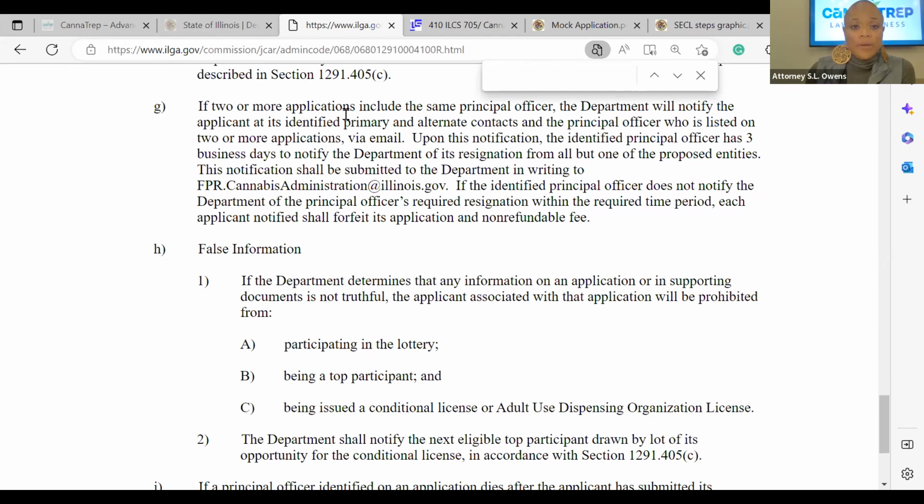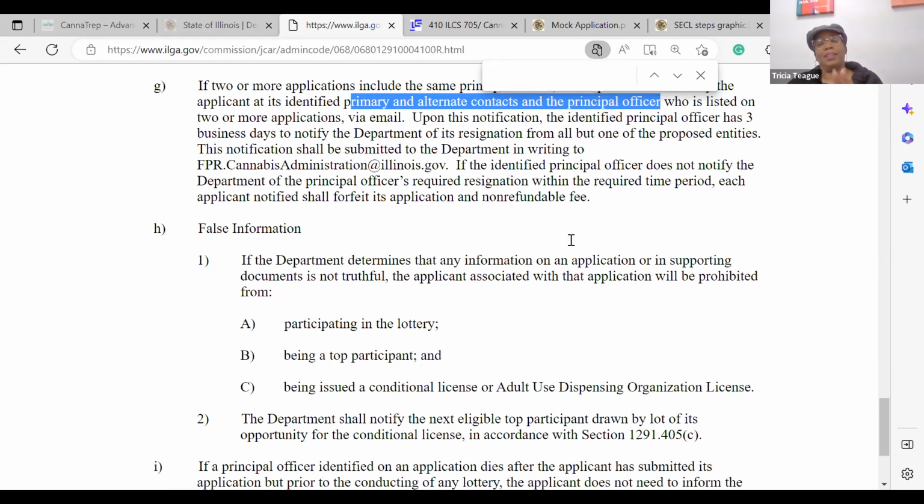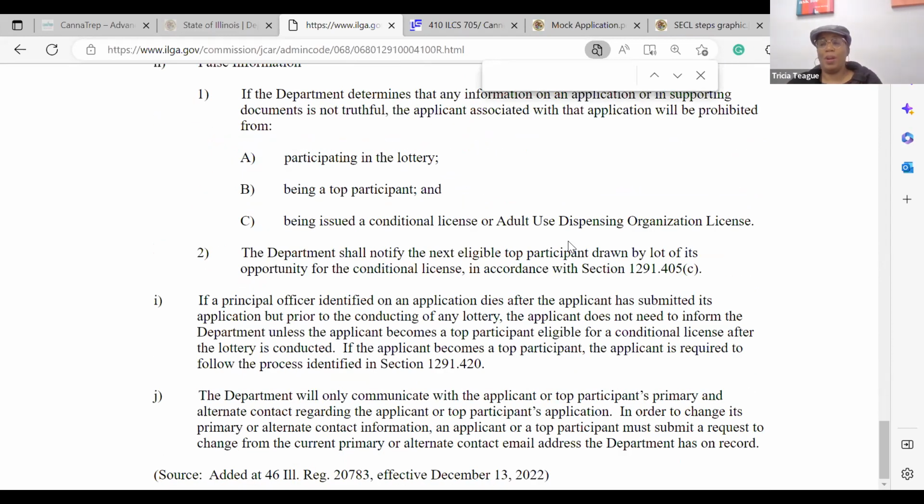And just to clarify one thing you said for everybody else, because I know we're just reading this: they're going to notify the applicant at its identified primary and alternate contact and the principal officer. So whoever the primary and alternate contact is will find out, and the affected principal officer will find out, but not the whole team necessarily. Which means all of that could be the same person, that one person, and not all of the other team members. It's possible. It's not that it's going to happen, but it's possible.